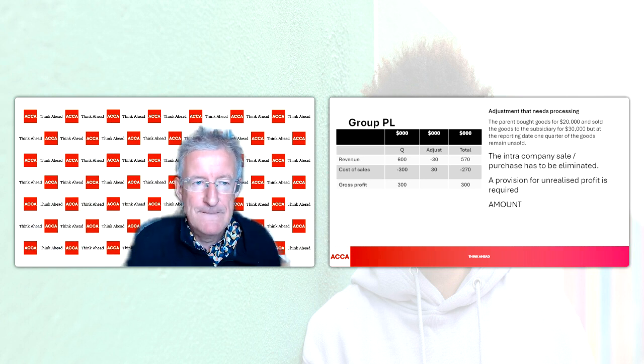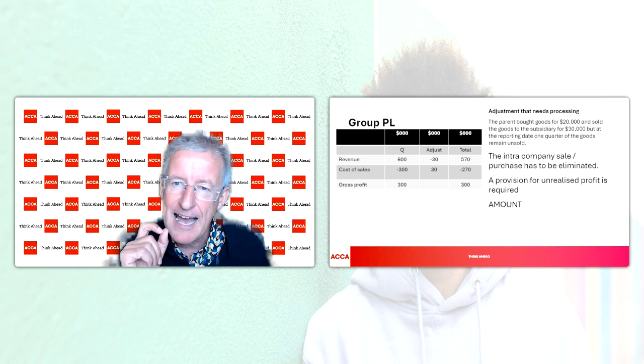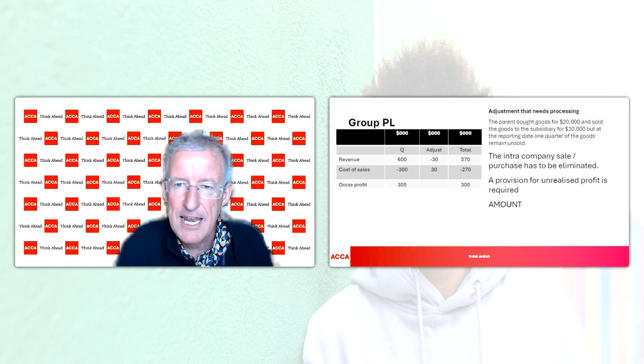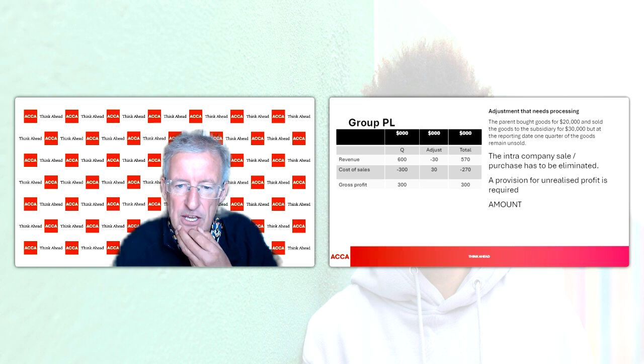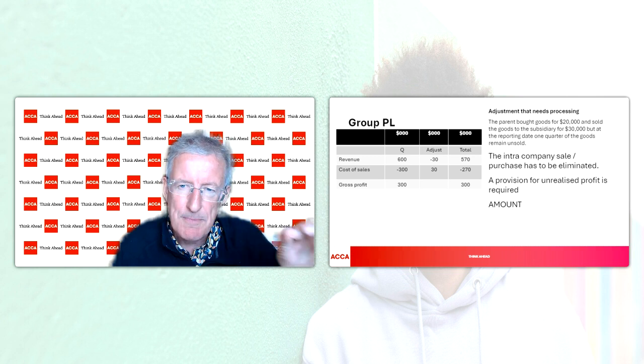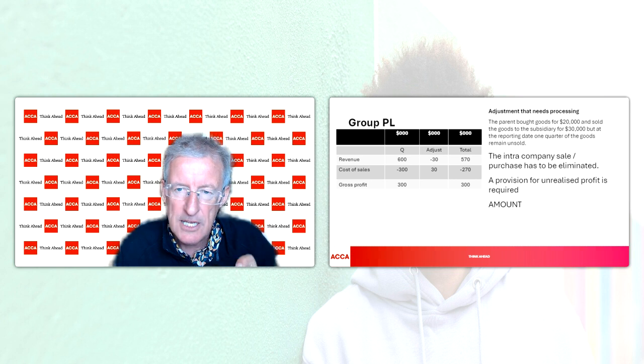How much is the provision for unrealized profit? I have already seen a number of you correctly calculate the unrealized profit. 2,500 is being offered up by Radiston. Thank you. The parent has bought the goods for 20 and sold them to the sub for 30. If all of those goods remain unsold, the unrealized profit would be 10,000.